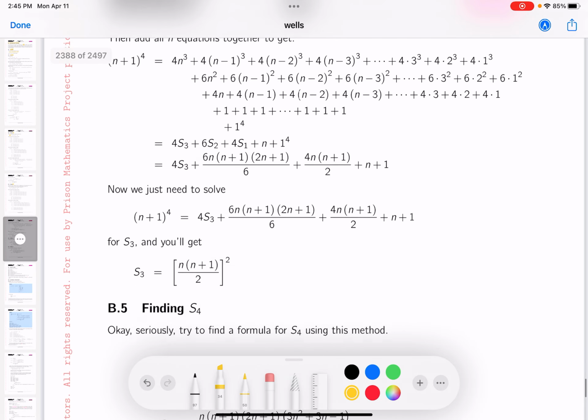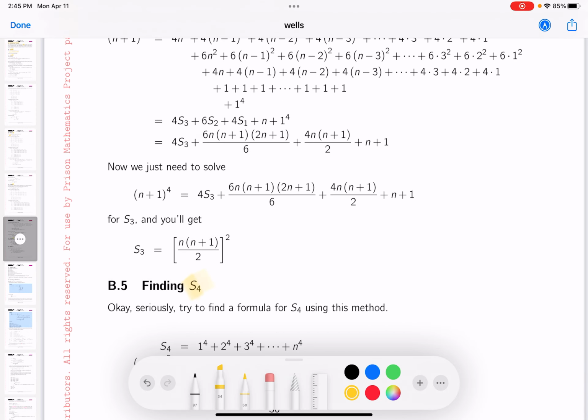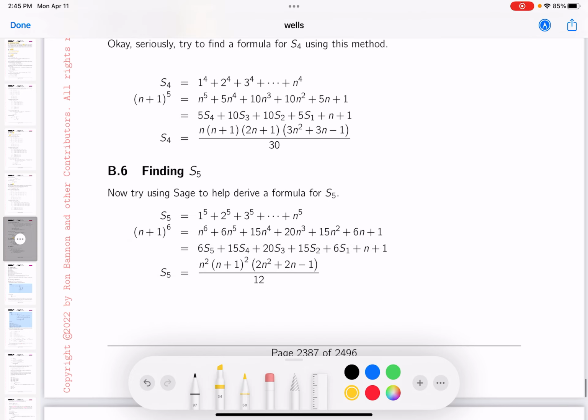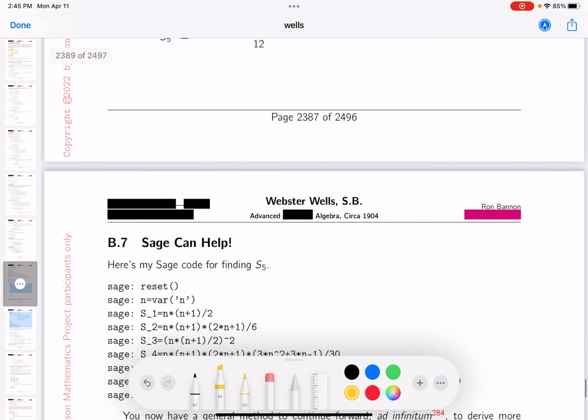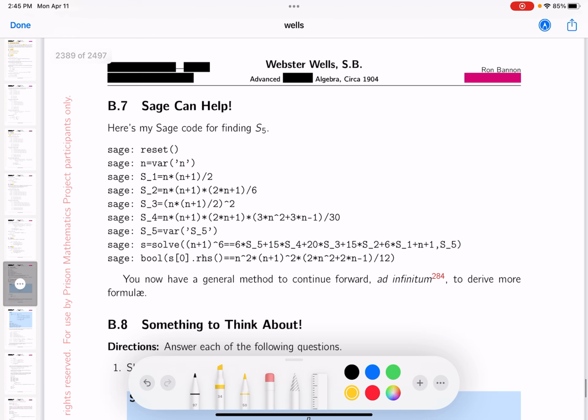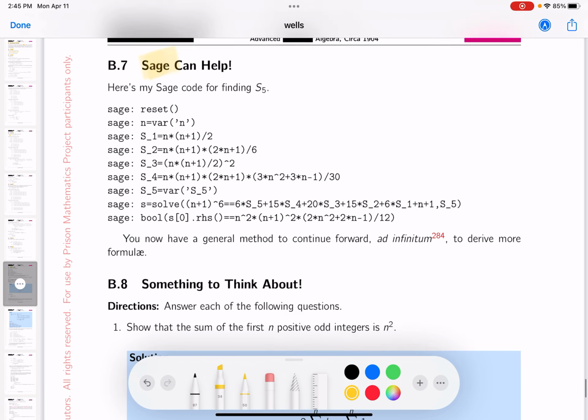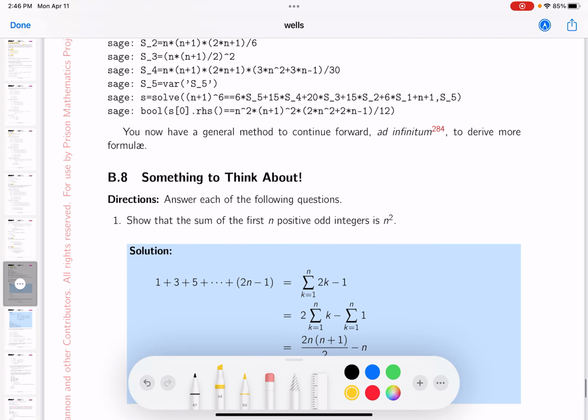Is it work? Of course it is. Finding S4? Yep. Write it down, go through it. Finding S5? Yeah, it's work. I also talk about using Sage, and I also give you something to think about.